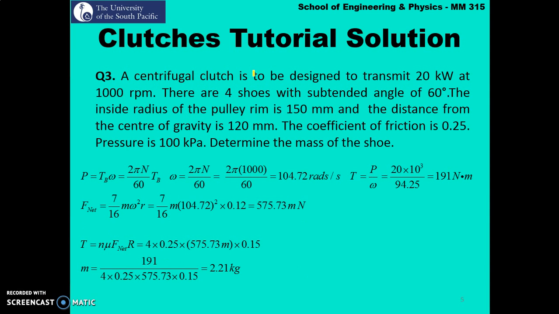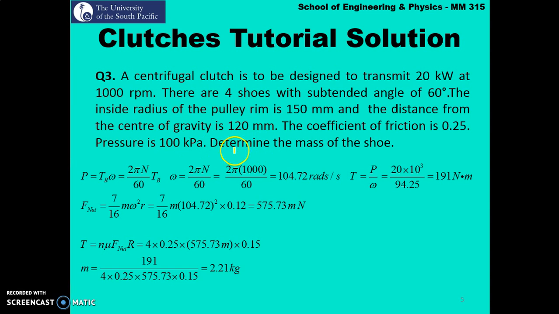Now let's look at the last question for this tutorial, which is dealing with a centrifugal clutch. It says that a centrifugal clutch is to be designed such that it is able to transmit 20 kilowatt at a speed of, sorry, 1000 revolutions per minute. In total, there are 4 shoes with a subtended angle of 60 degrees. The inside radius of the pulley rim is given as 150 mm. The distance from the center of gravity is given as 120 mm. The coefficient of friction is specified as 0.25. The maximum pressure is 100 kilopascal.